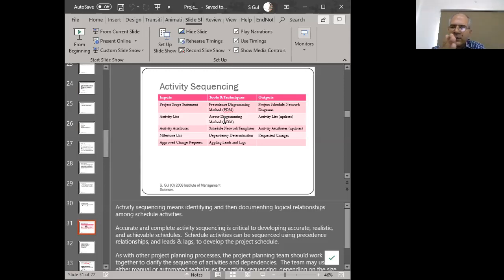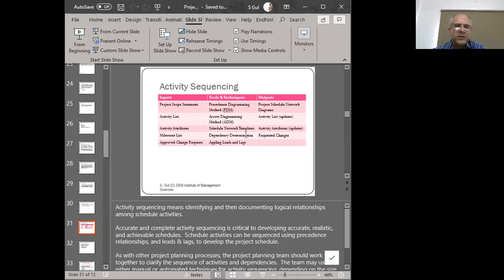But in order to sequence these activities, we must know the predecessors of each activity. And in order to find the critical path duration, we must know the duration of each individual activity and its predecessors.